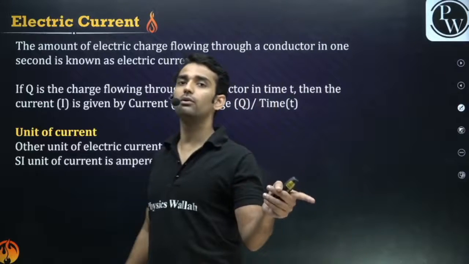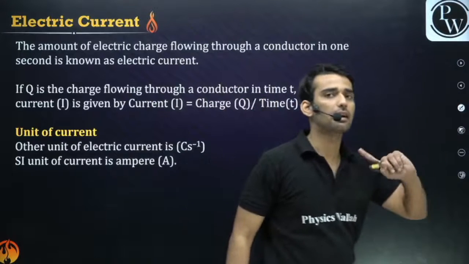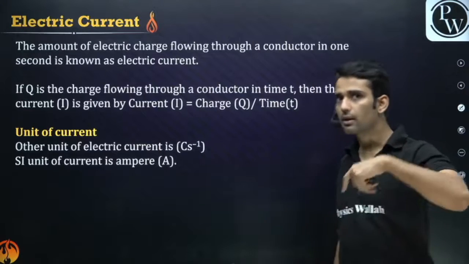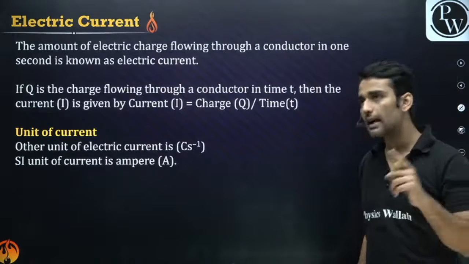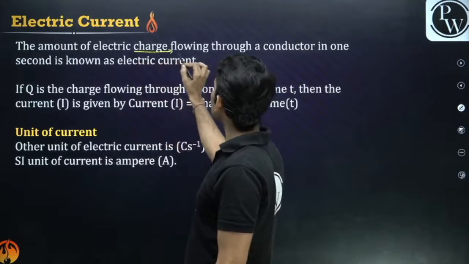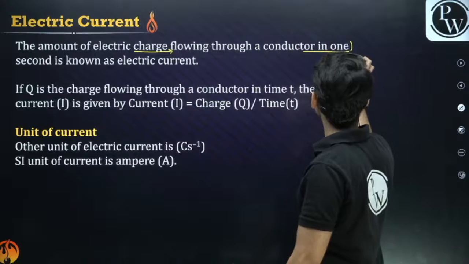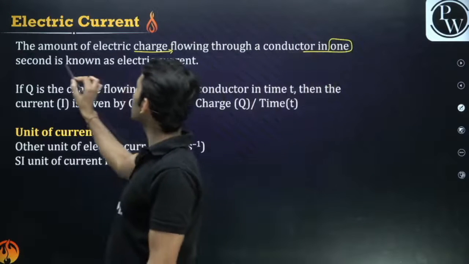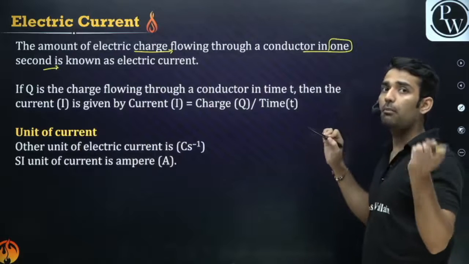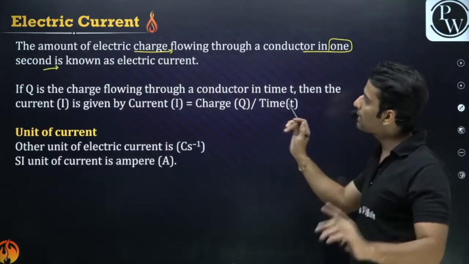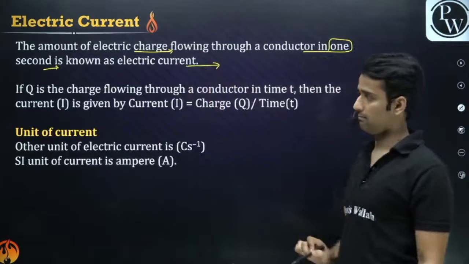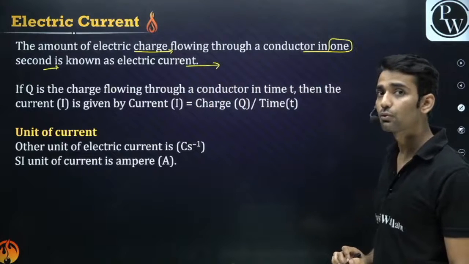Okay. Now let's start with electric current. I had told you, whenever there is a flow of charge, there is electric current. Why does the charge flow? Due to potential difference. What is the cause of potential difference? Electric field. So what is electric current? The amount of electric charge flowing through a conductor in 1 second. How much charge is flowing in 1 second, guys? 5 coulomb, 10 coulomb, 3 coulomb, whatever it is, that amount of charge is equal to the electric current.